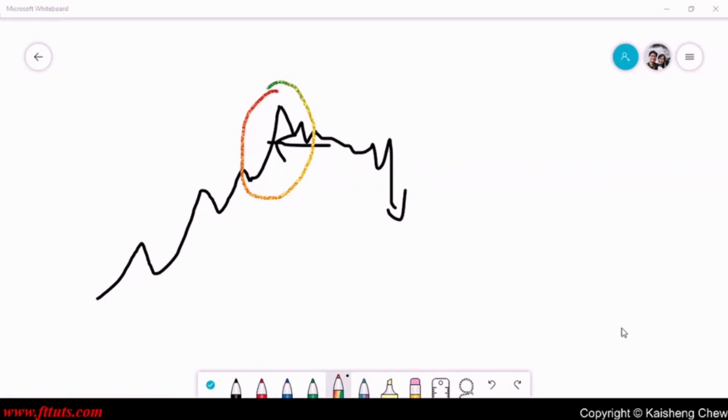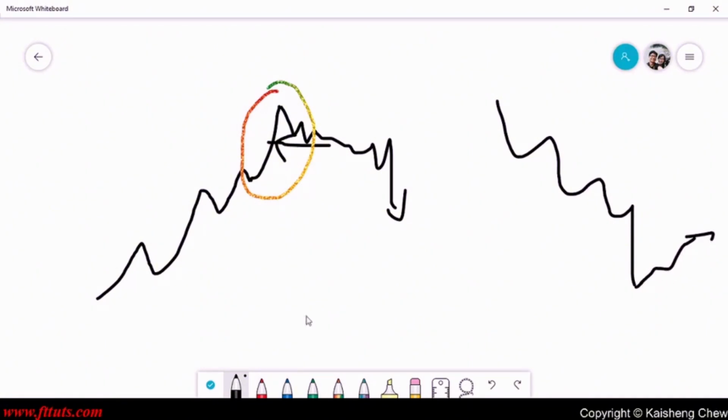Next we're going to talk about the criteria of a climax. The climax is either a buying climax or a selling climax. It can be the other way around too, a selling climax, then going up. So, the criteria of the climax.